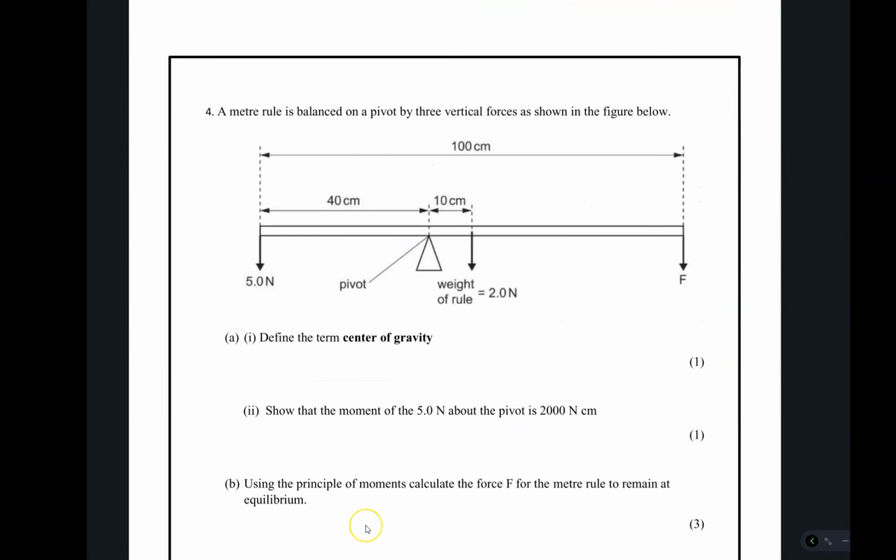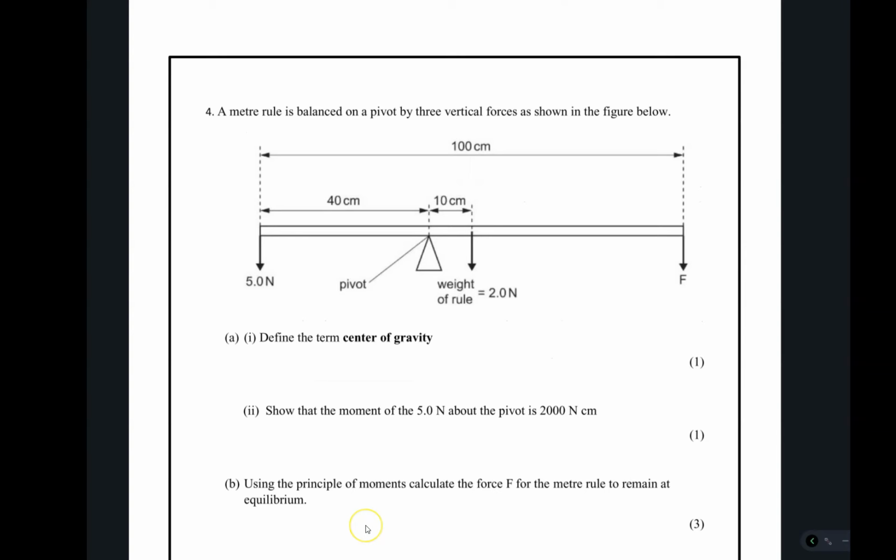Then we are supposed to define the center of gravity. At the center of an object, you are able to balance the object, and that object will remain at equilibrium, will remain at balance, and will not topple to any side. Which means the center of gravity is a point where much of the mass of the object is concentrated.